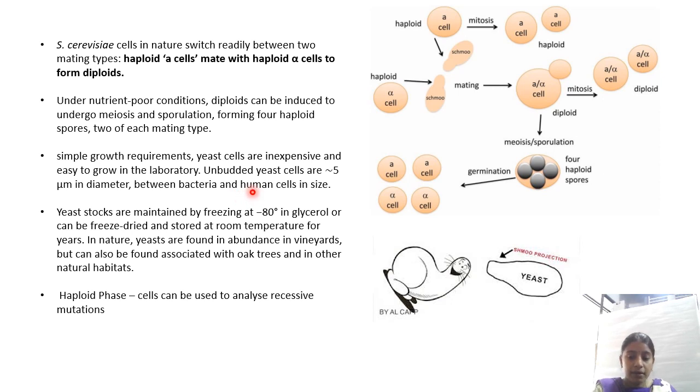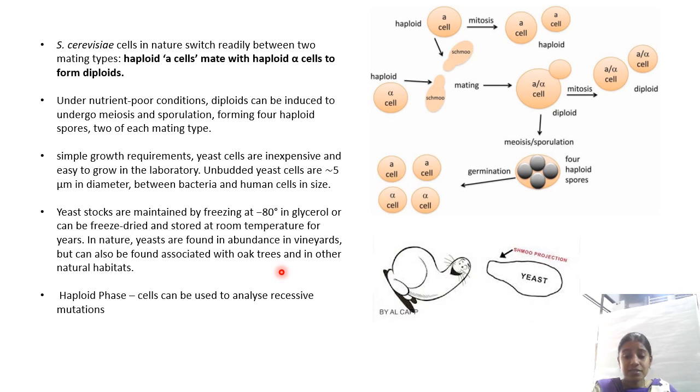And if you see the unbudded yeast cells, they are approximately 5 micrometers in diameter, between the size range of a bacteria and the human cells. And this Saccharomyces cerevisiae, as well as Schizosaccharomyces, can be cultured in plates, right? And mutants, auxotrophic mutants and antibiotic resistant mutants, can be raised from this Saccharomyces cerevisiae, and genetic manipulation is easier with these cells, right?